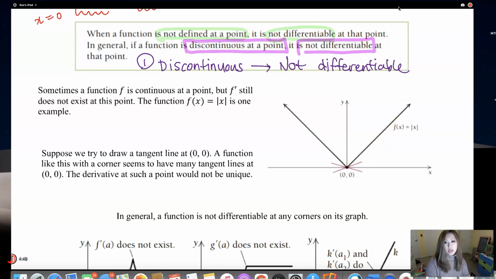But what we're going to say is that this function is not continuous at 0, 0. Whoops, I used the wrong word, I'm sorry. This function is not differentiable at that point 0, 0.